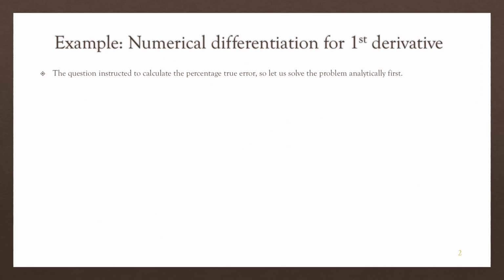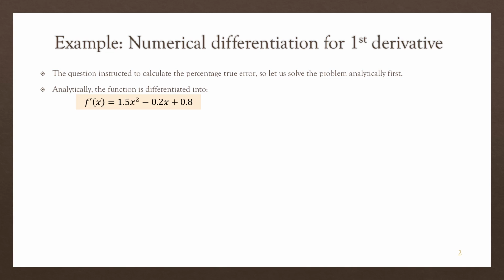As the question instructed to calculate the percentage true error, we need to find first the analytical solution. Since the function is a polynomial function, it is quite easy to differentiate it analytically. We only do that if we are asked to find the true error, but if you are not asked, you can also calculate the analytical results for comparison purposes, of course.